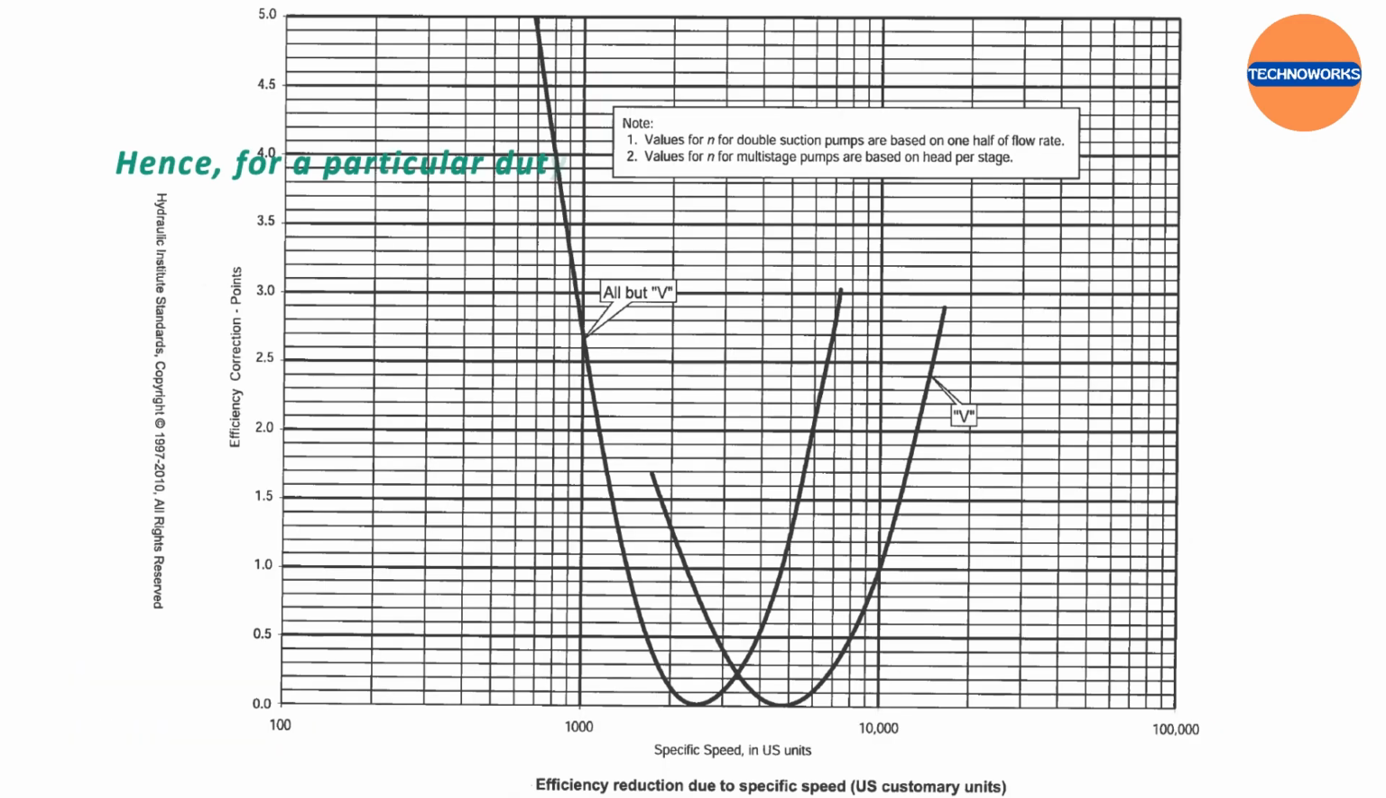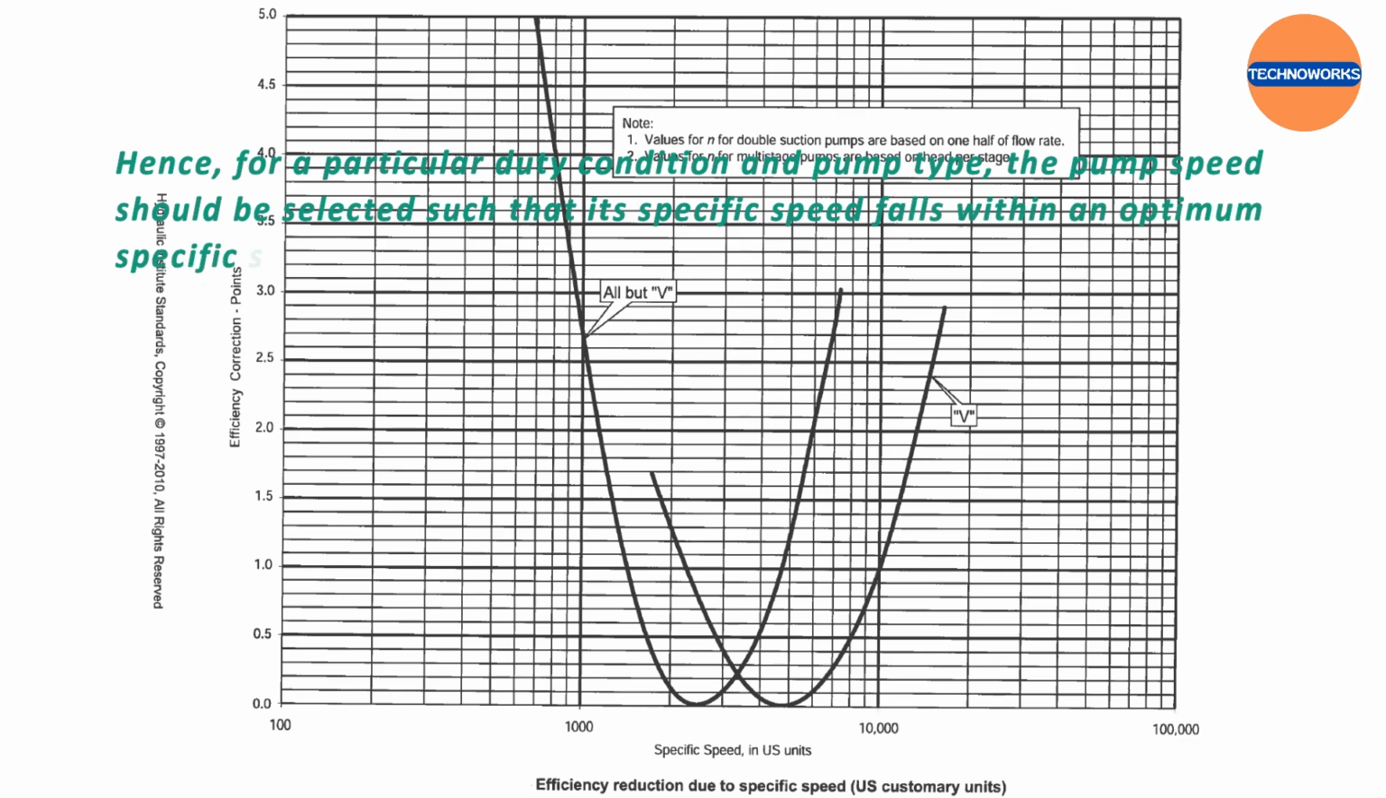Hence, for a particular duty condition and pump type, the pump speed should be selected such that its specific speed falls within an optimum specific speed range in order to obtain the highest possible efficiency.